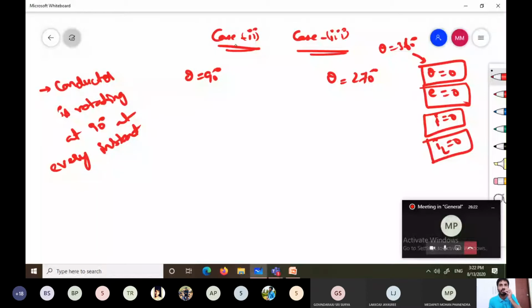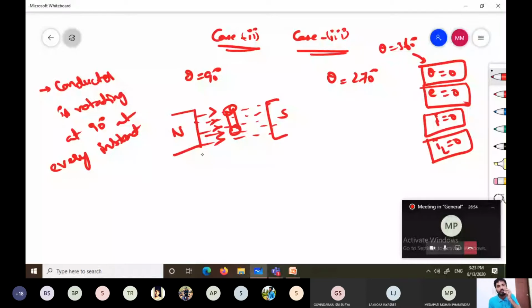Now we'll see case 2. In case 2, theta equals 90 degrees. That means the conductor is placed perpendicular to the magnetic field. Now the conductor is rotated clockwise by 90 degrees. This is the conductor, placed in between the magnetic field. It is perpendicular to the magnetic field, so you can say maximum flux linkage will take place.